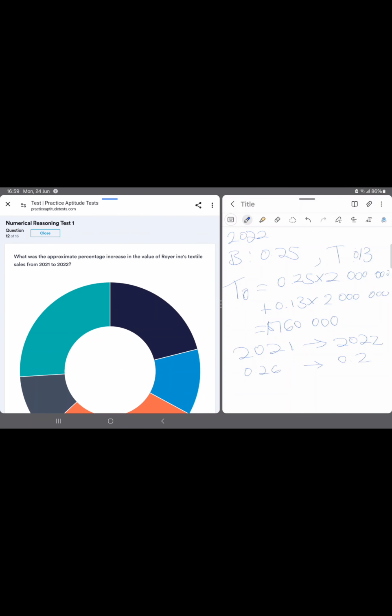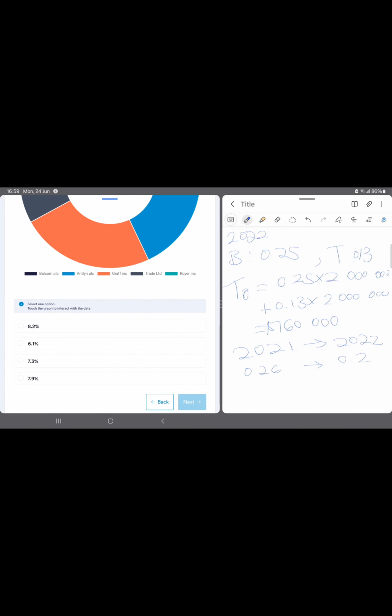Okay, and then we are looking for the approximate percentage increase. So the first thing that we have to do is look at the value for 2021 and then look at the value for 2022, and then after that we can calculate the percentage increase. So the value for 2021 is 0.26 multiplied by 1.45 million, which gives us $377,000. And for 2022 we have 0.2 times $2 million, which gives us $400,000.